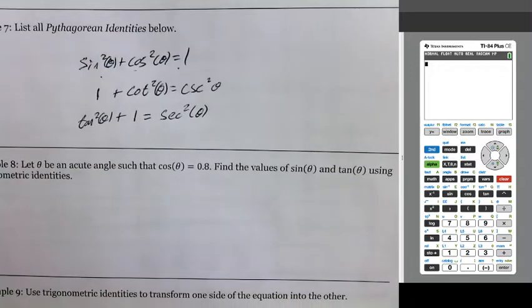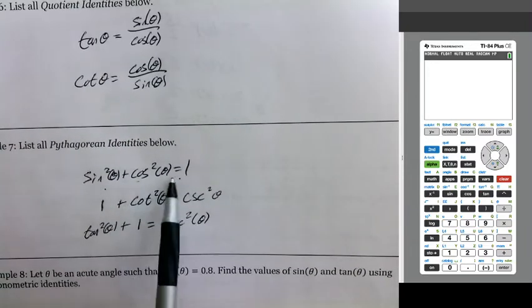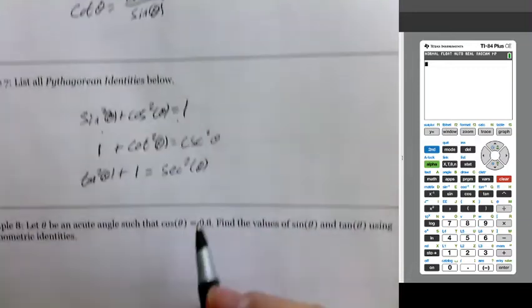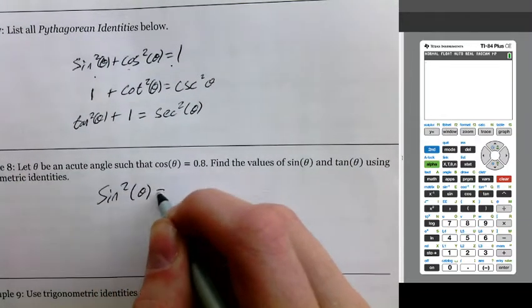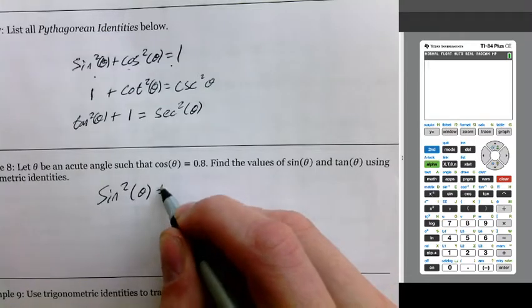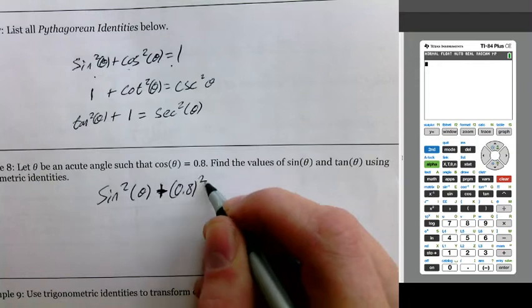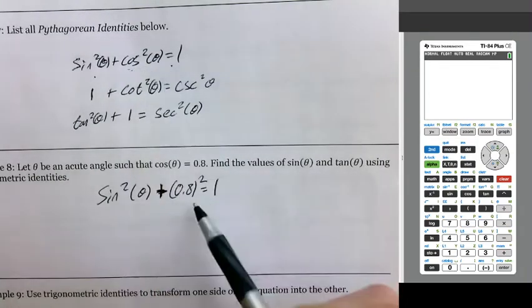Okay, let theta be an acute angle such that cosine of theta equals 0.8. Find the values of sine of theta and tangent of theta using trigonometric identities. Okay, so I'm going to use this identity up here because it involves cosine and sine. So since I know cosine, I can find sine. So sine squared of theta plus 0.8 squared equals 1. I'm just substituting in 0.8 for cosine.